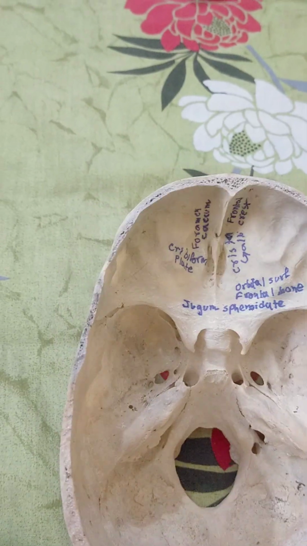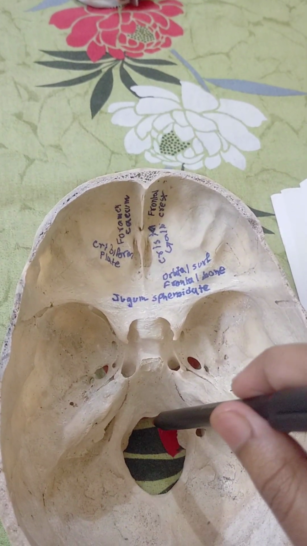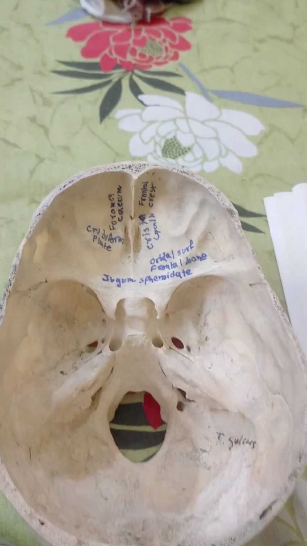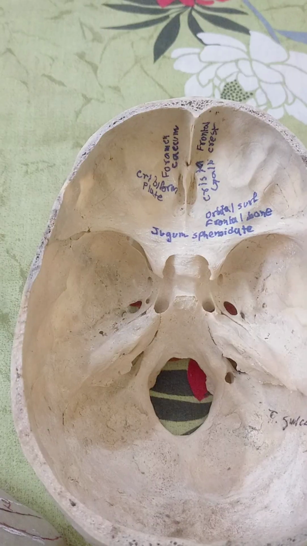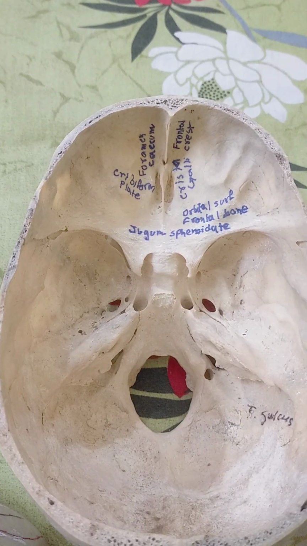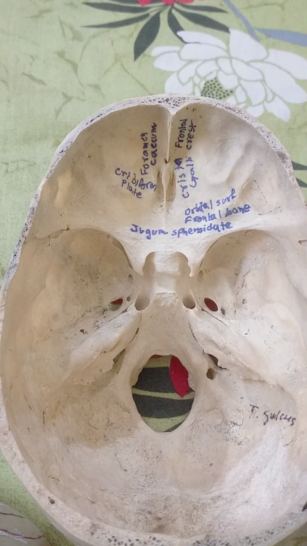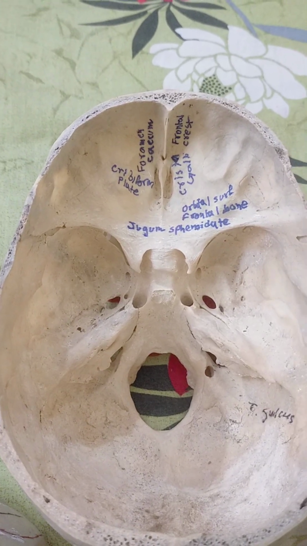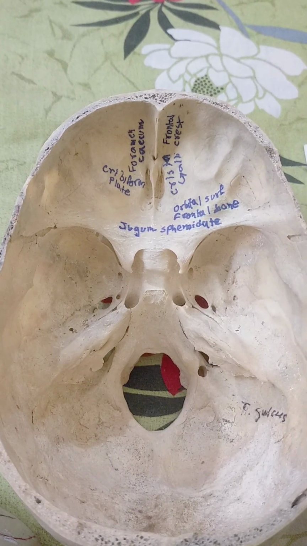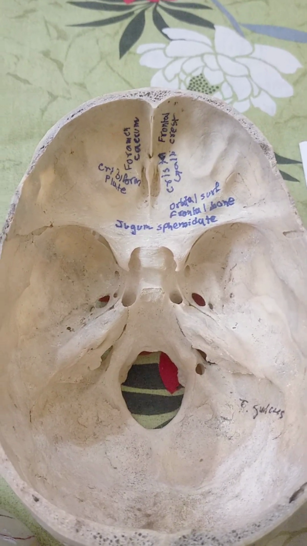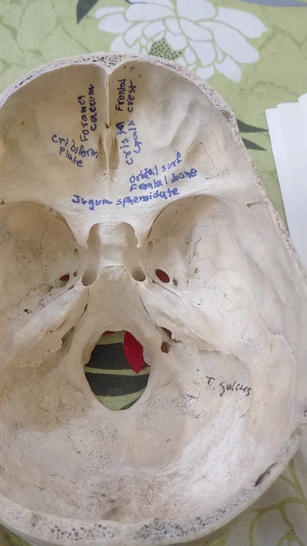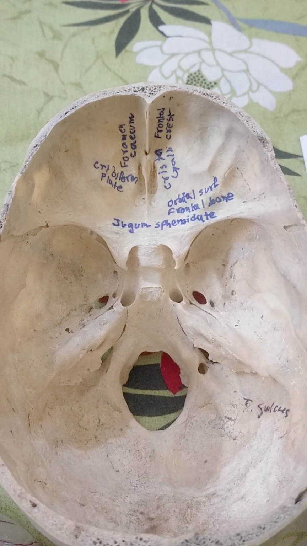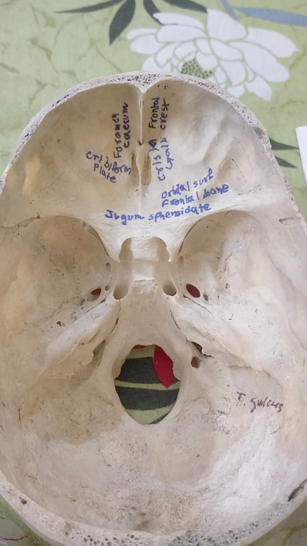Now, this large foramen at the base of the skull is known as foramen magnum. Now, let us start with which structure passes through which foramen. First comes the jugular foramen. Cranial nerves 9, 10, and 11, glossopharyngeal, vagus, and spinal accessory nerves pass through the jugular foramen. Next, the internal jugular vein also passes through this foramen, and the inferior petrosal sinus.